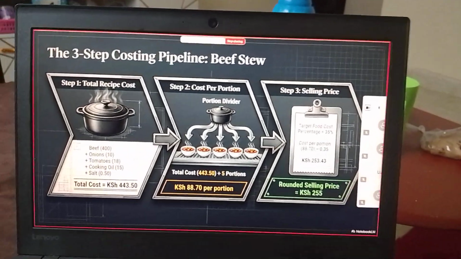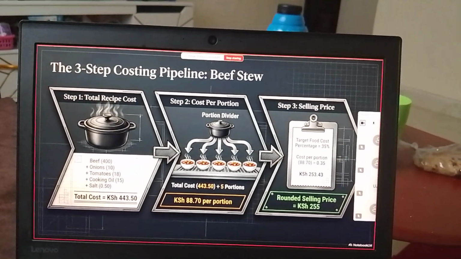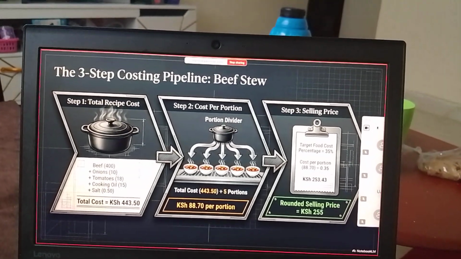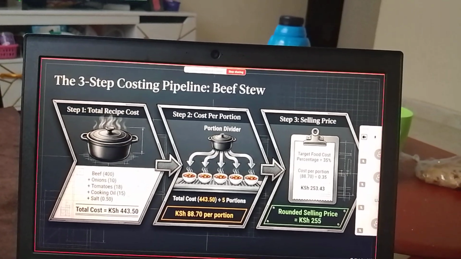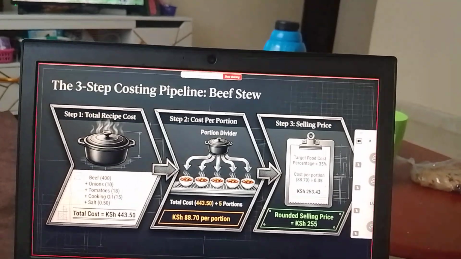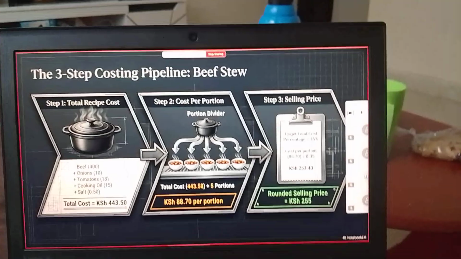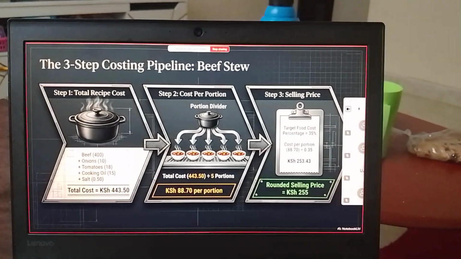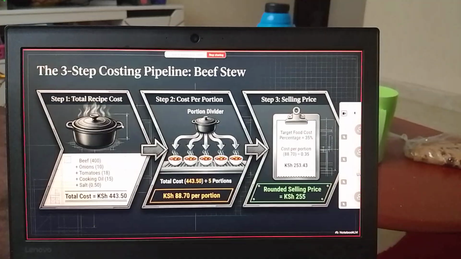Then after you have identified the items, like here, beef cost us 400 shillings, onions we spent 10 shillings, tomatoes 18 shillings, cooking oil 15 shillings, salt 50 cents. When you add or sum it all, it will be 443 shillings and 50 cents. So that is the total recipe cost that we've incurred in making this beef stew.